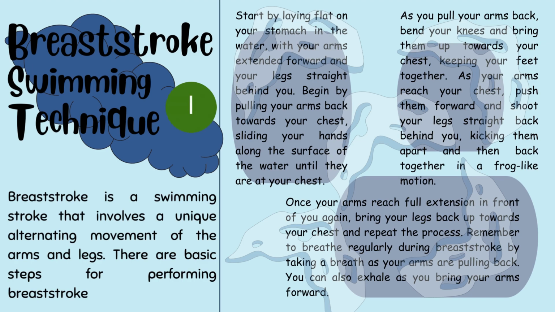As you pull your arms back, bend your knees and bring them up towards your chest, keeping your feet together. As your arms reach your chest, push them forward and shoot your legs straight back behind you, kicking them apart and then back together in a frog-like motion. Once your arms reach full extension in front of you again, bring your legs back up towards your chest and repeat the process. Remember to breathe regularly during breaststroke by taking a breath as your arms are pulling back. You can also exhale as you bring your arms forward.